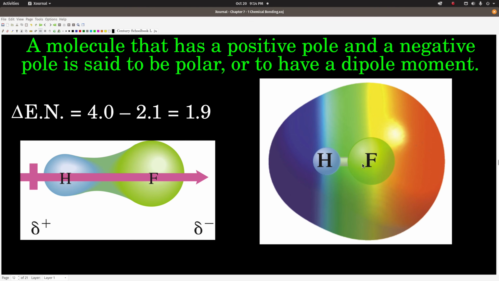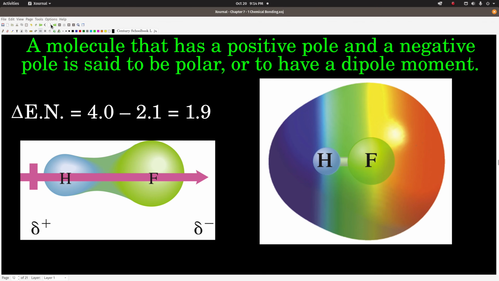And in these pictures, the greater the electron density, the more electron cloud there is, the more negative charge there is, the more red it becomes. And the less electron density there is, the more positive region there is, it becomes more blue. So this is showing this sort of distribution of charge. This is called an electrostatic potential map, if you want to know.